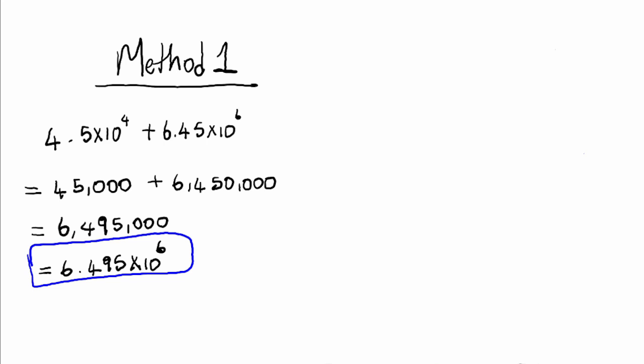Let's just recap this method. So the first thing you do, you convert from the standard form to the original number. After you've converted, you're going to add and subtract as the problem requires. Here we added because we needed to add. Then, after you've added, you're going to convert your answer from the original number to standard form. And that's it. Simple. Let's move on to method 2.